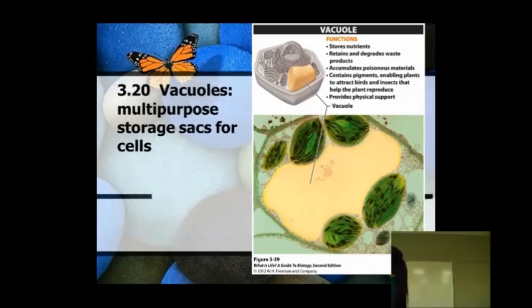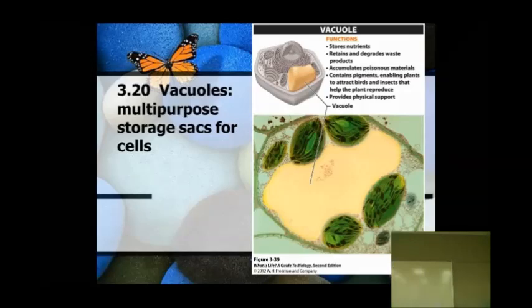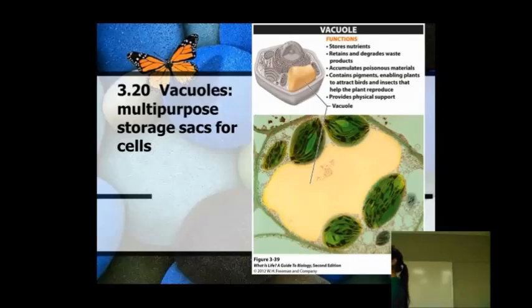It's a storage area for nutrients, for water, and it can also take poisonous materials like toxins and pull them out from the rest of the cell and keep them away from the other cell organelles. It has pigments inside of it, like if you see beautiful red flowers or orange flowers, the pigments that are in those flowers are found inside of the vacuole, and that's what allows these plants to attract birds or insects if they need those things for pollination. So if you think about the flowers in your garden and the bees floating around, the pigments that attract the bees to the colorful flowers are found there inside of the vacuole.